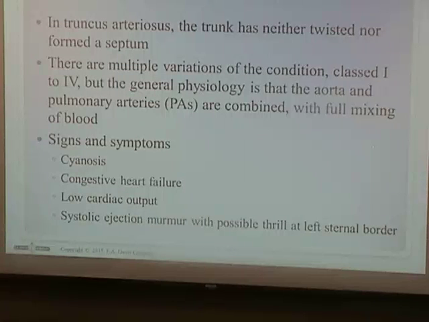All right, so if you look at figure 26-18, you can see truncus arteriosus. What you see is the pulmonary artery and the aorta are one blood vessel, and they split after they leave the heart. Obviously, you can see where that could cause some trouble. And you get the exact same thing: cyanosis, heart failure, low cardiac output, and an ejection murmur.